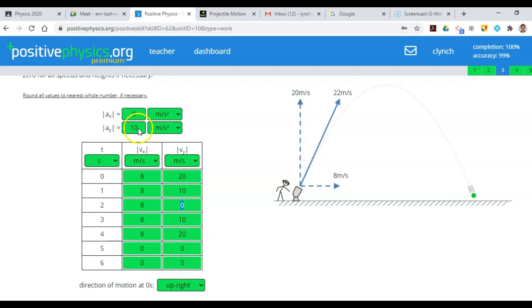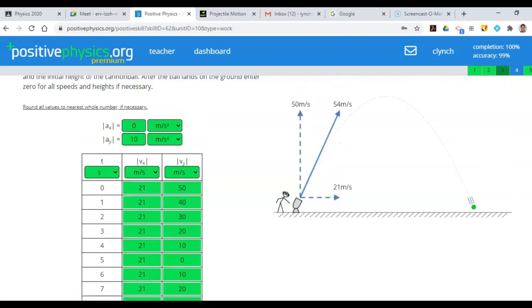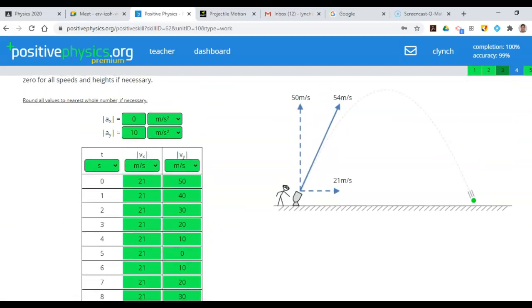Okay? So again, the y-axis component of acceleration is gravity, 10 meters per second squared. The x-axis component of acceleration is 0. There is nothing causing the object to speed up or slow down in the x-axis. And this next problem is pretty much the same thing. You can see the horizontal velocity stays constant the whole time. The vertical velocity starts out at 50, then 50, 40, 30, 20, 10, 0. So at 5 seconds, we've hit that highest point, and then 10, 20, 30, 40, 50 in the downward direction. All right, so hopefully that gives you a little bit of an idea.